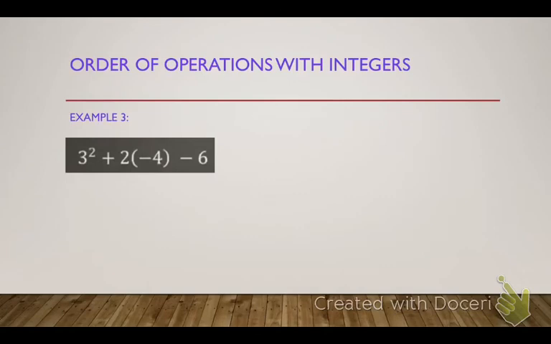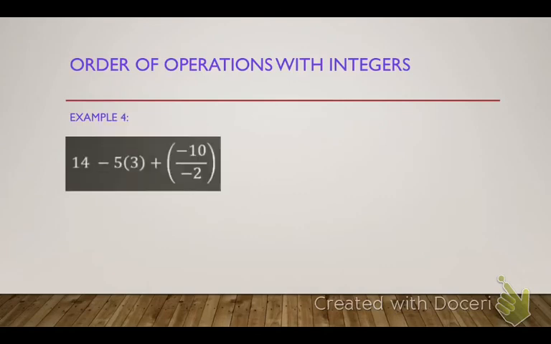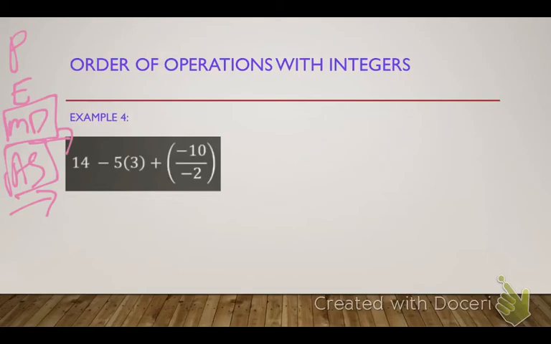Here we go, next one, example number 4. Example number 4 is 14 minus 5 times 3, added to a negative 10 divided by negative 2. Keep writing that down, going left to right, left to right. Do we have parentheses? Yes, we do. Right here it is, and it's 14 minus 5 times 3.